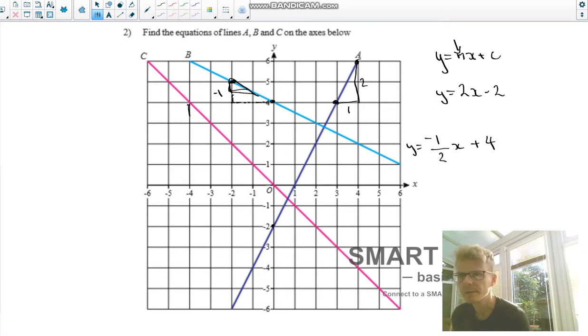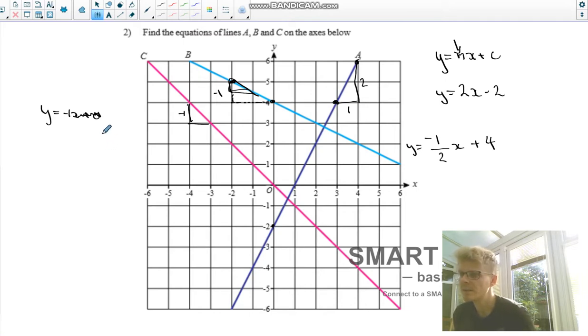Okay, then finally for C, it's very similar to the last one. So we come down by 1, but in fact it only takes us 1 step to come down by 1, so our gradient is -1. So we've got y equals -1x plus c. Well, c this time is just 0. So we can put plus 0, but in reality we would just write y equals -x, which brings us to an equation we've seen before.